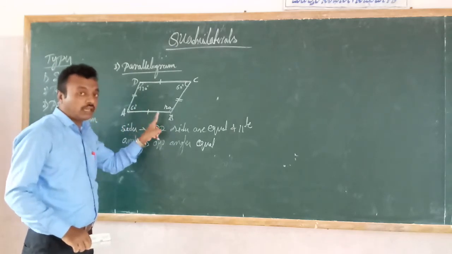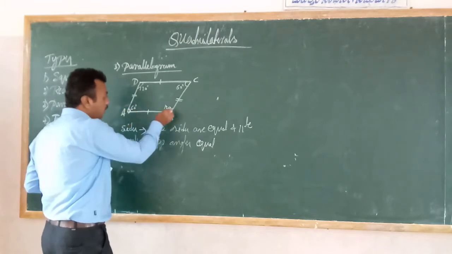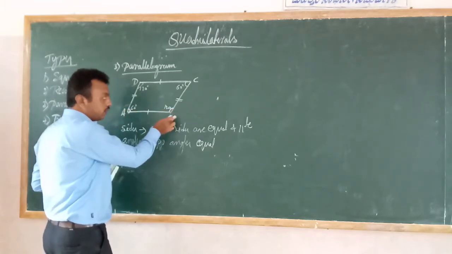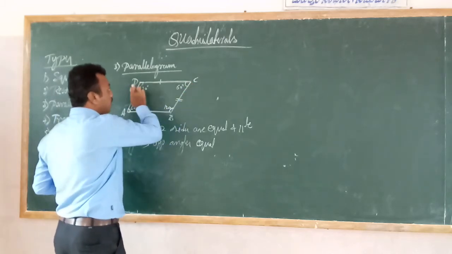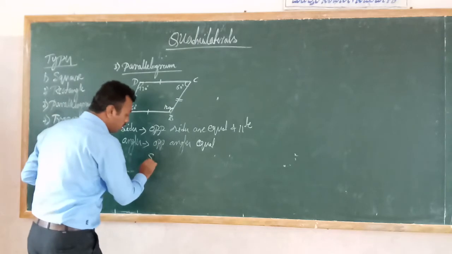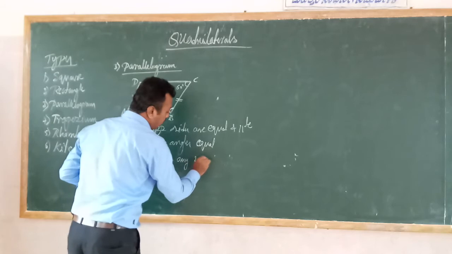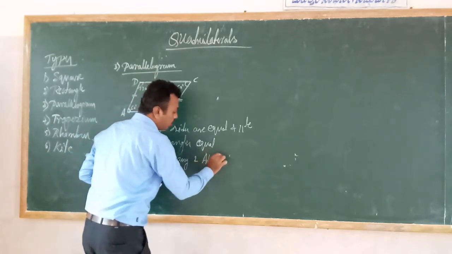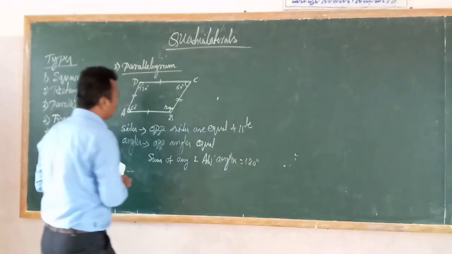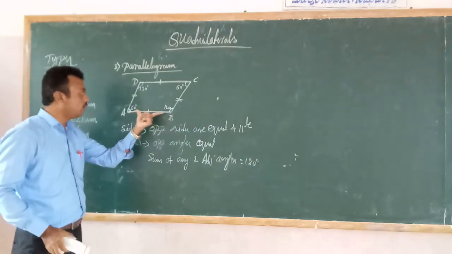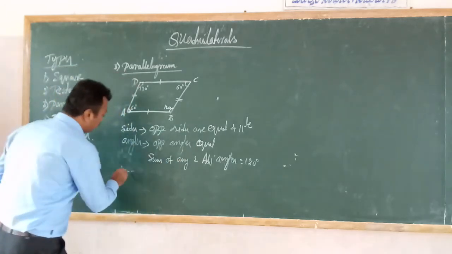And then the sum of the adjacent angles in a parallelogram is equal to 180 degrees. What are the adjacent angles here? Angle A and angle B. These two are adjacent angles, and A and D are also adjacent angles. B and C are also adjacent angles, and D and C are also adjacent angles. Therefore, the sum of any two adjacent angles is equal to 180 degrees. You can take any two adjacent angles, sum them, and that sum becomes 180 degrees. Are you understood? So next, I will go to the diagonals.